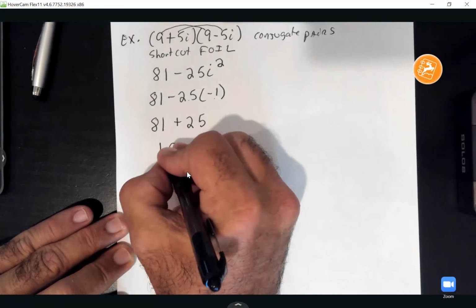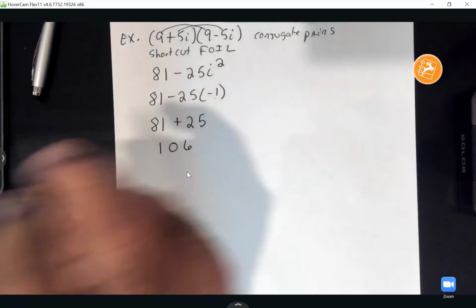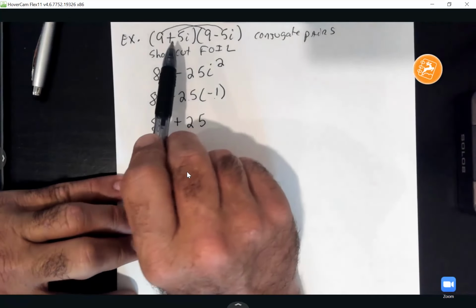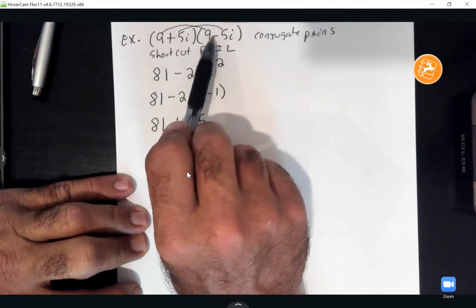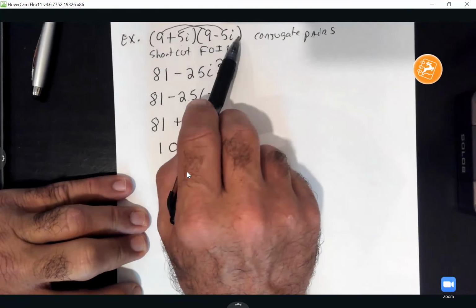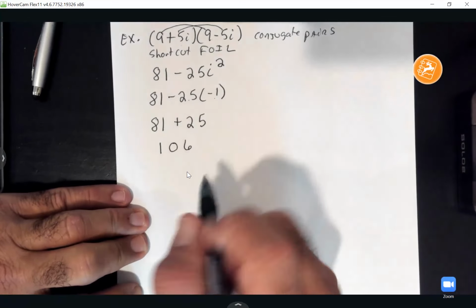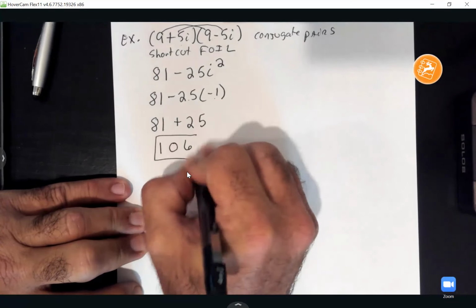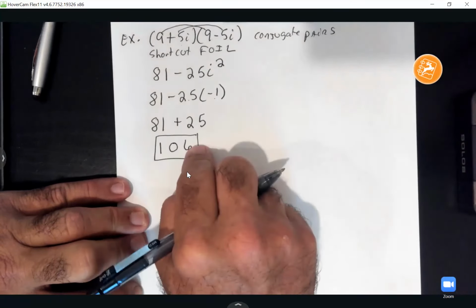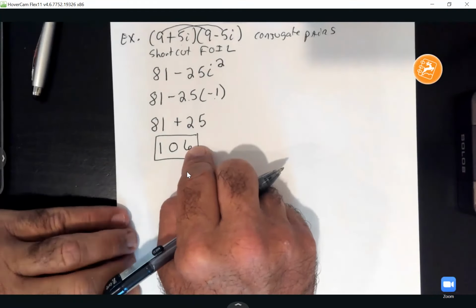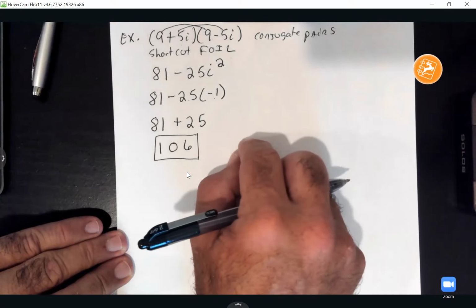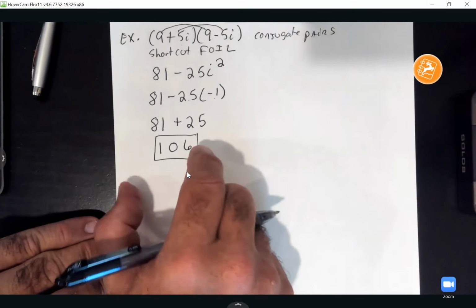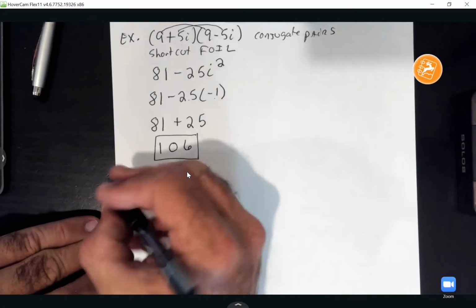Oh, maybe 106. So check this out. When you FOIL conjugate pairs of imaginary numbers, the radicals and the i stuff all cancel, and all it ends up is a single real number. So that's why we love conjugate pairs. You don't have none of that i stuff left. All the i stuff cancels, and all we get is real numbers.